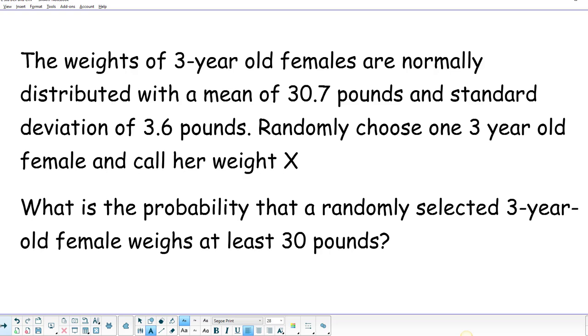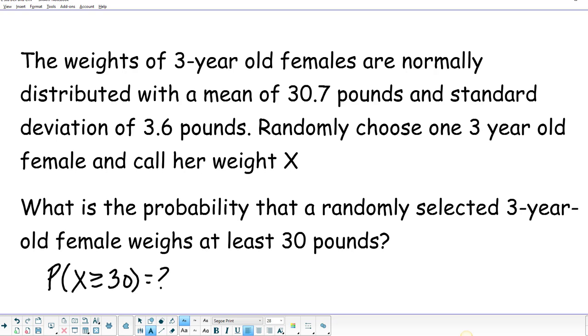Again, turn to your half sheet and this first example. See that the weights of 3-year-old females are normally distributed with a mean of 30.7 pounds and a standard deviation of 3.6 pounds. So again, I'm going to mark my text. 30.7 is my mean, and standard deviation is 3.6 pounds. If I were to randomly choose one 3-year-old female and call her weight X, what is the probability that my randomly selected 3-year-old female is going to be greater than or equal to 30 pounds?